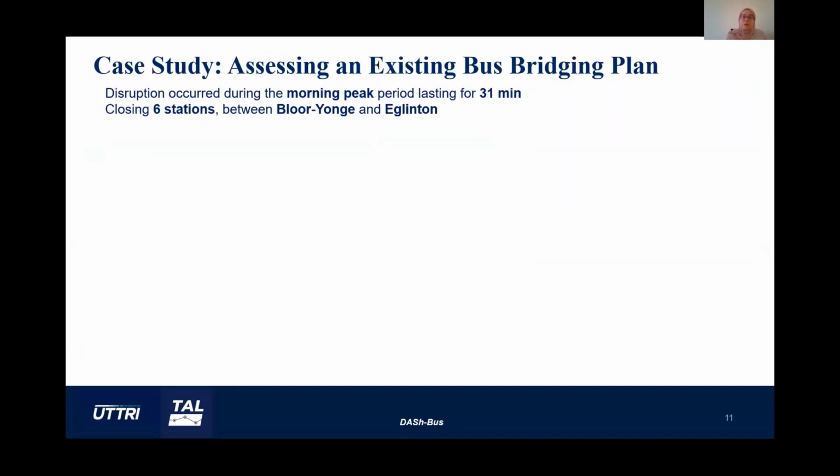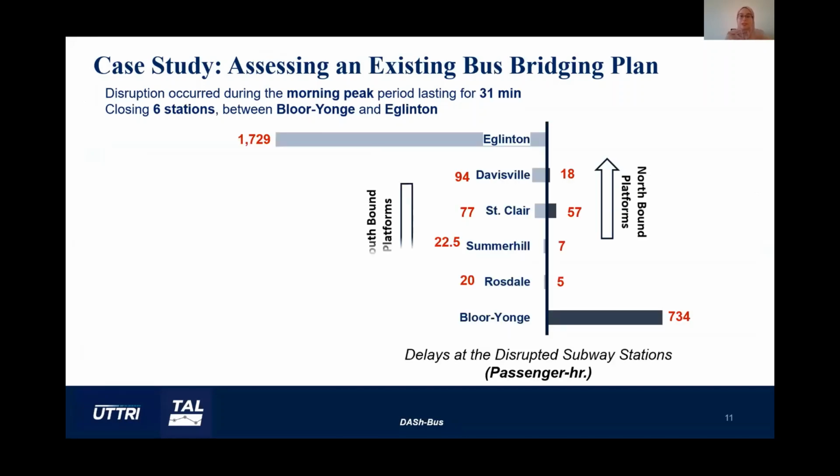We used this tool in one real case study. It's an actual incident that happened in the morning peak period between Bloor-Yonge and Eglinton, which is basically Midtown Toronto, closing 6 stations for around 30 minutes. The numbers in red present the total passenger delays, in hours, due to this incident.